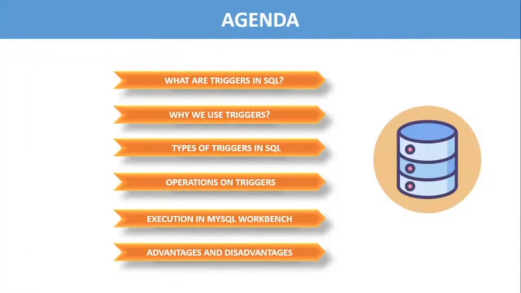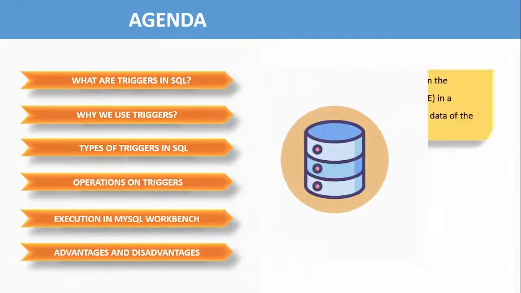Firstly, let us discuss the agenda for today's session. We'll start the tutorial by understanding what triggers are in SQL, and then we'll go through why we use triggers. After that we'll see different types of triggers used in SQL, and then we'll discuss various operations used with triggers. Then we'll get into the execution part in MySQL Workbench using various examples. And finally, we'll wrap up the session by discussing some advantages and disadvantages of triggers. So without any further ado, let us jump straight into today's topic.